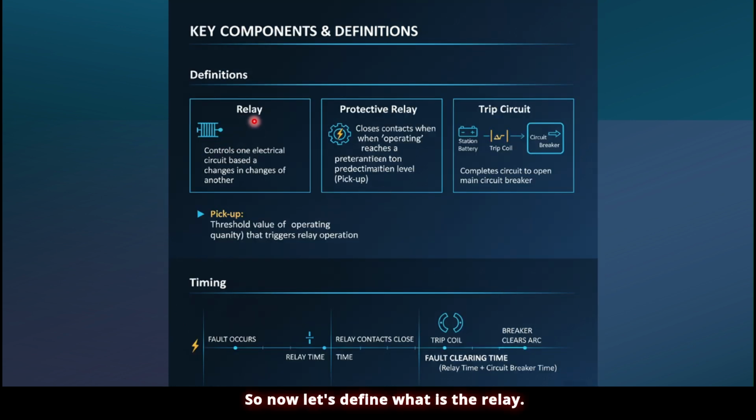So now let's define what the relay is. The relay, in a simple way, is an electrical device with electrical components that receives electrical signals as a variation of voltage or current, so they work together in order to give a signal based on this variation. But in our system, we are talking about a very detailed concept of the relay that's called the protective relay.